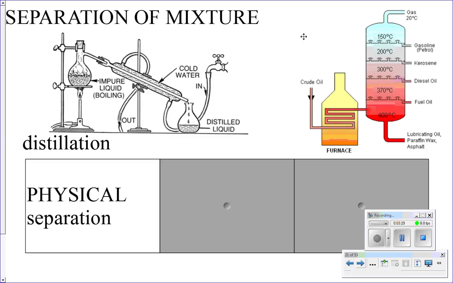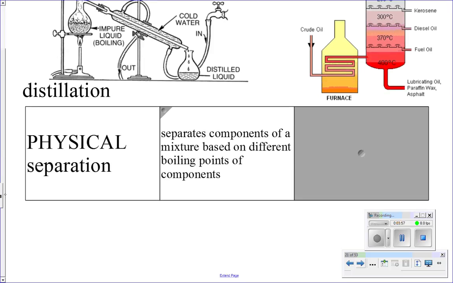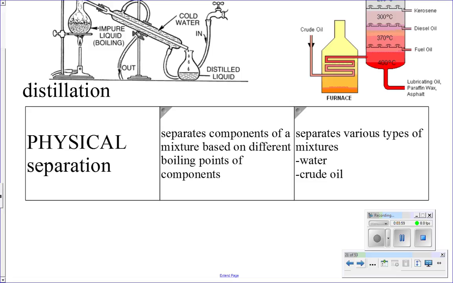We distill crude oil. They actually heat the crude oil in this large furnace. They pump the vapors into a really tall tower, and it's a lot cooler up here toward the top of the tower. So the different components of oil that we use for different things like natural gas and gasoline for our cars get separated based on their boiling points. So this is separation of components of mixtures based on different boiling points of those components.